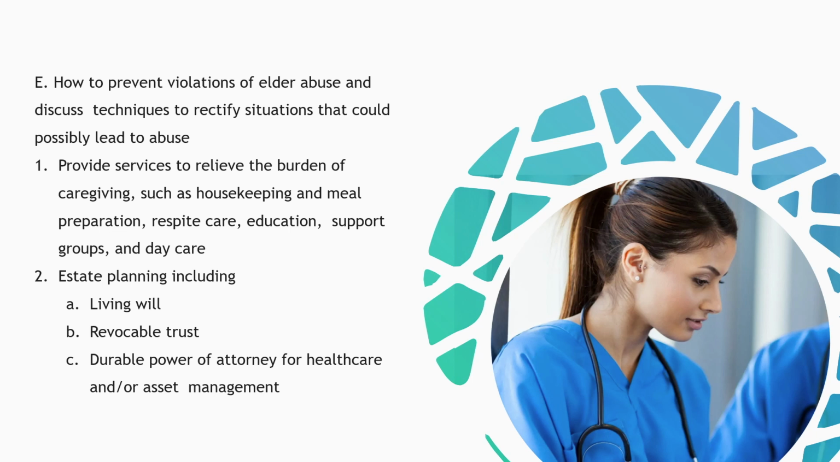How to prevent violations of elder abuse and discuss techniques to rectify situations that could possibly lead to abuse. Provide services to relieve the burden of caregiving, such as housekeeping and meal preparation, respite care, education, support groups, and daycare. Estate planning including living will, revocable trust, durable power of attorney for health care and/or asset management.